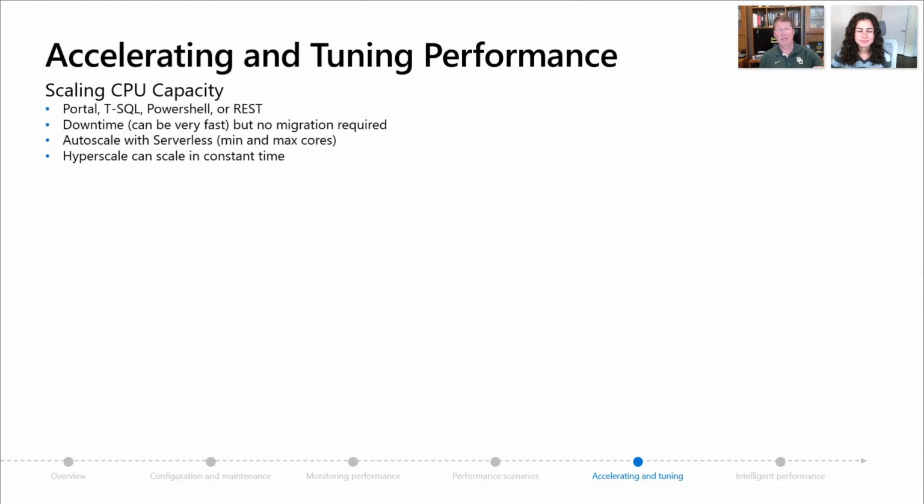And then hyperscale. It's just like general purpose here, where the data files are in remote storage. The scale can be in constant time, unlike business critical. One of the issues with business critical and scaling is that the databases are kept on local storage. So trying to find another set of local storage and then get replicas synced up could take a little longer if it's a very large database. But for hyperscale and general purpose, the scaling of CPUs can be in constant time, whether it's 2 or 80, which is pretty cool. So that's CPU capacity.